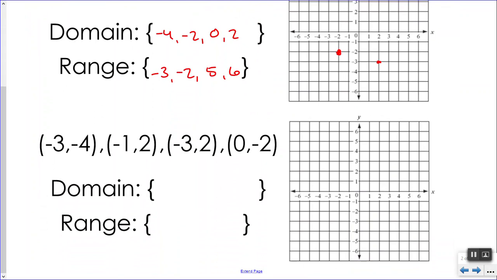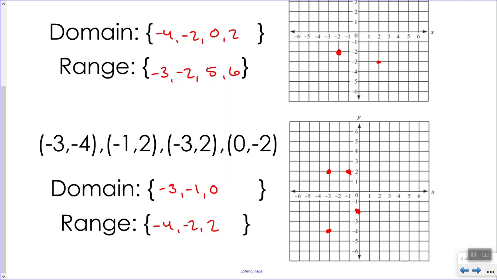Go ahead, pause the video, and see if you can identify the domain and range of this relation. Alright, so if we look at this, we have a domain when we simplify it down of -3, -1, and 0, -4, -2, and 2, and this is what our graph looks like.